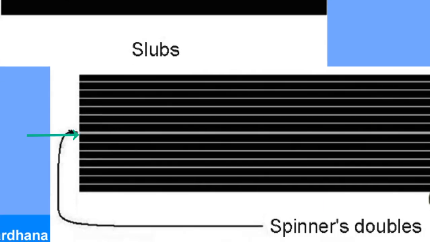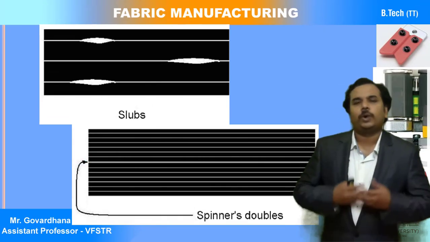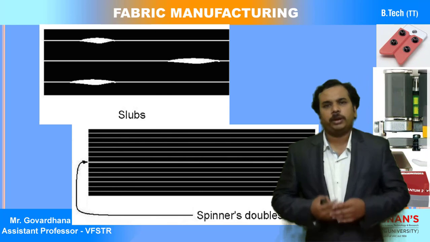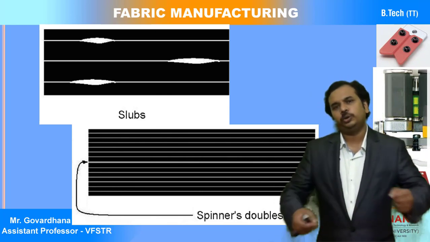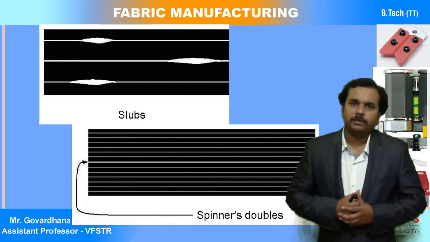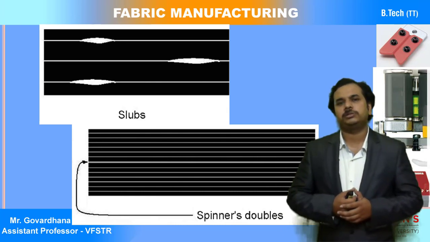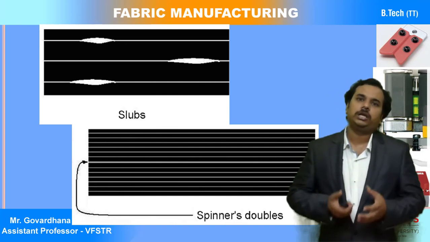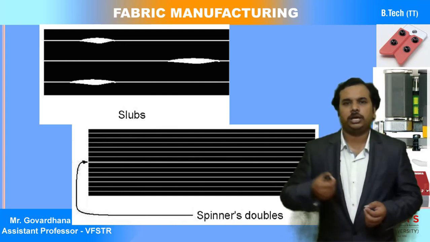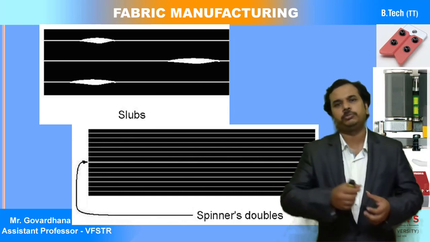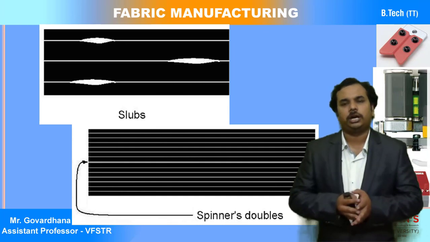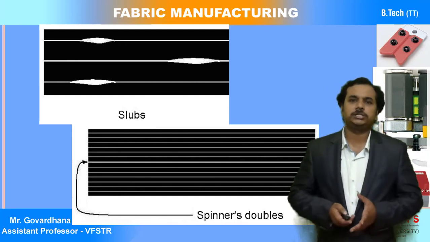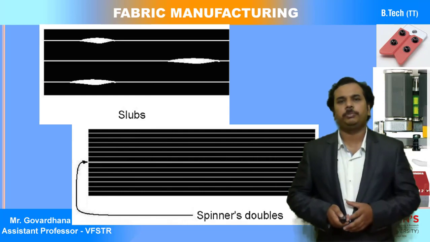And you can observe in the second image the spinner's double. Spinner's double is nothing but this: during production there may be chances of breakage, so the tenters or workers piece the yarn. Sometimes the worker takes the yarn along with extra fibers, so that the yarn diameter becomes double. Because of that reason the spinner's double is produced.